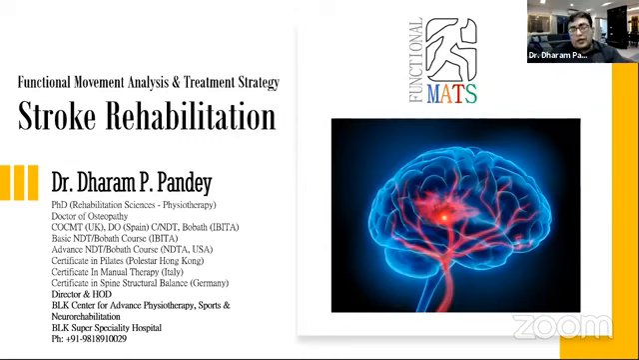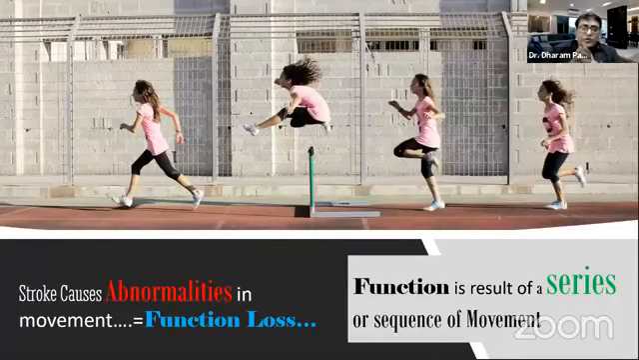Right. So, stroke rehabilitation, some updates I'm going to discuss today. What is stroke? As you can see on your screen, stroke causes abnormalities, and what these abnormalities are is a function loss. These are abnormalities of movement, which is restricted, or you may say abnormal, impaired movement, because stroke is causing the functional loss.